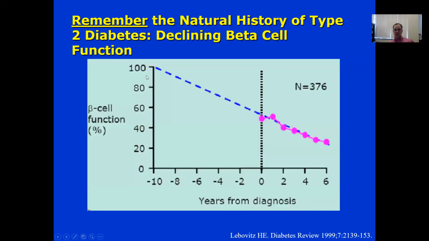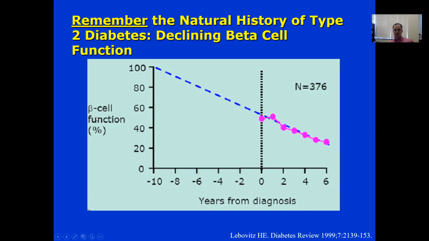Here's an illustration. Again, we talked about how it takes about 10 years or so for someone to move from being healthier to a type 2 diabetic. So if you're working with someone who has been recently diagnosed with type 2 diabetes, just remember that it's taken about 10 years for them to develop.